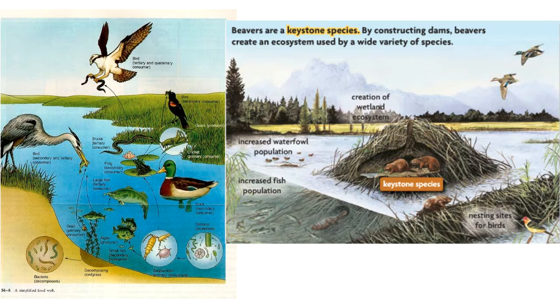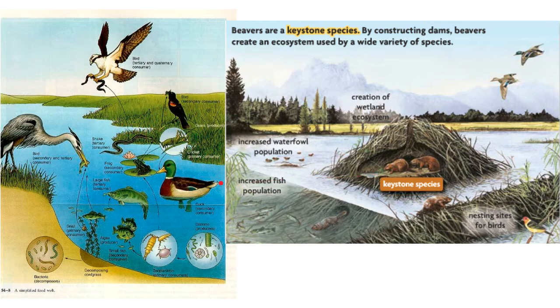So by damming a river and creating a big wetland, like a pond or a lake, they actually manufacture, they make the ecosystem. They make the entire thing work because if they weren't here, you would go back to a river.